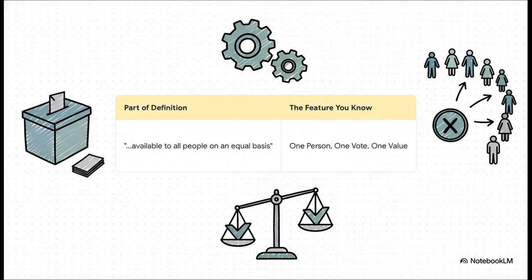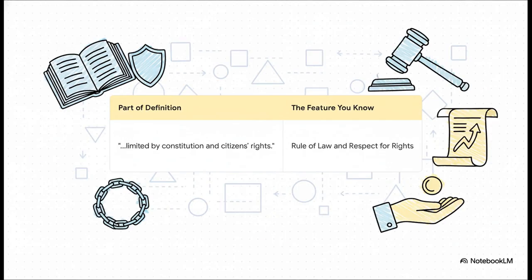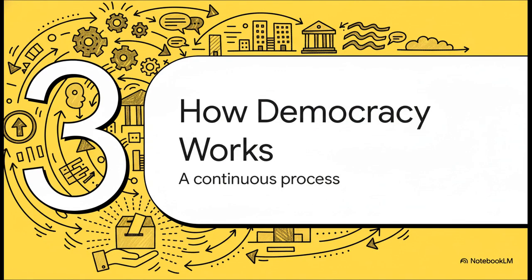It's about equality. And finally, the fourth part of the definition says that a government must be, quote, limited by basic rules of the Constitution and citizens' rights. And this is exactly what our fourth feature is all about, the rule of law and respect for the rights of all citizens. So you see, that big definition is just these four features all put together. Okay, so let's move on and see how this definition actually works in the real world.